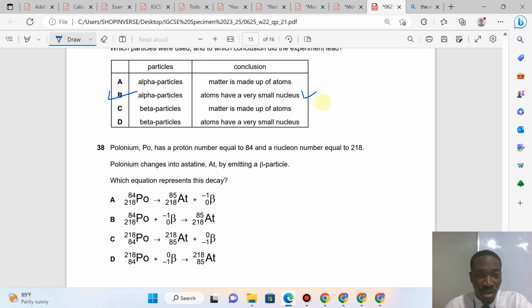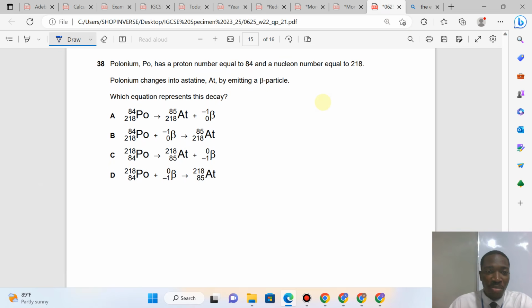Question 38. Polonium, Po, has a proton number equal to 84 and a nucleon number equal to 218. Polonium changes into astatine 85 by emitting a beta particle. Which equation represents this decay? Polonium has a nucleon number of 218. It changes to astatine by emitting a beta particle. Do not forget, beta particles are electrons.